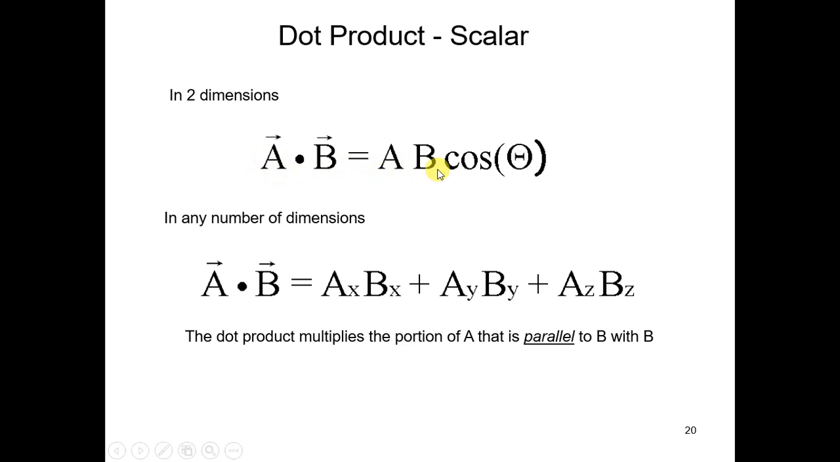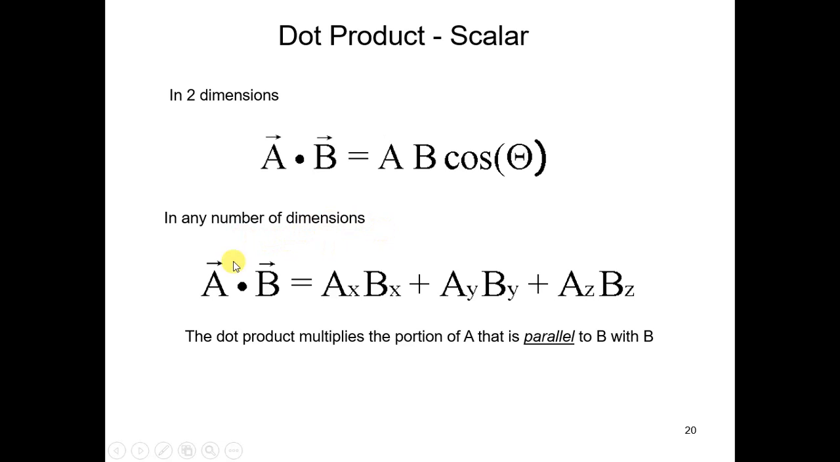Okay, it is ab cos theta. Now in any number of dimensions, suppose there are n dimensions, at that time a dot b is equal to ax bx plus ay by plus az bz. So the dot product multiplies the portion of A that is parallel to B with B. So a dot b is equal to ab cos theta.